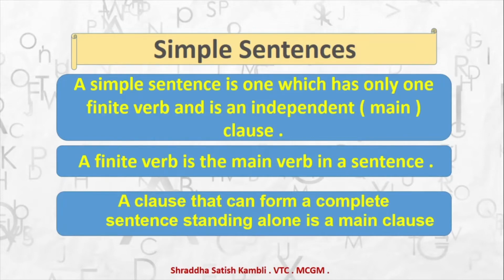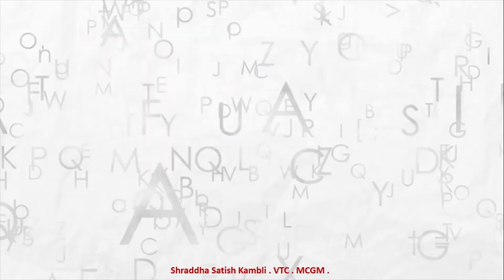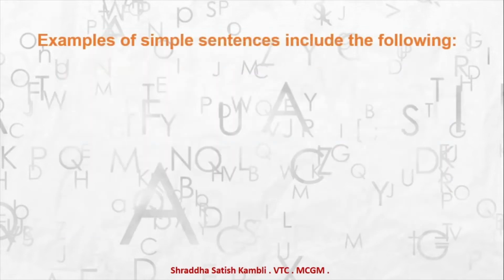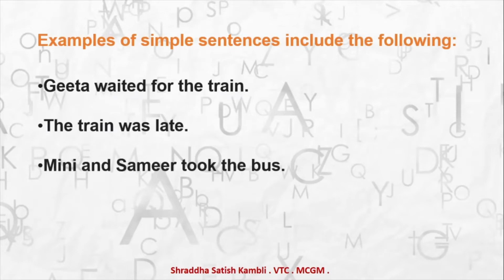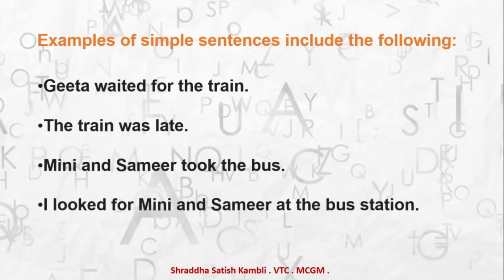Okay, now let's see some examples. In English, when you see examples, you understand the concept better. So examples of simple sentences include the following. Geeta waited for the train is a simple sentence. See, there is just one finite verb, that is waited. Geeta waited for the train. The train was late. Minnie and Samir took the bus. I looked for Minnie and Samir at the bus station. All these are simple sentences.